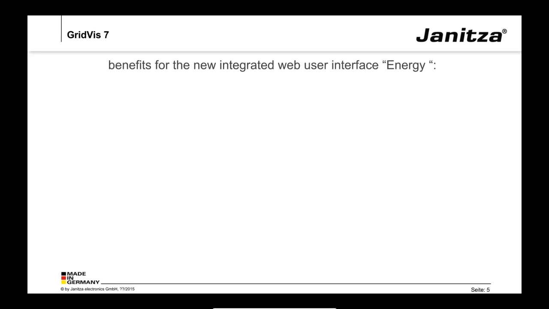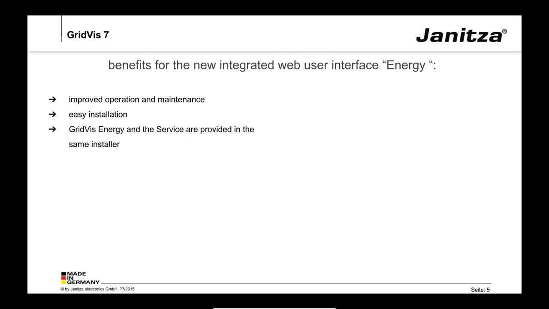Yeah, the benefits of the new integrated web user interface. We have improved operation and maintenance, easy installation. GridVis Energy and service are provided in the same installer. That is also very easy compared with the past, because we had separate installers, and it was a little bit difficult for the customer to install GridVis Energy by himself. With this, you have only the service installer, you install it, and then you also have Ultimate installed on your PC. With Ultimate, I mean GridVis Energy.